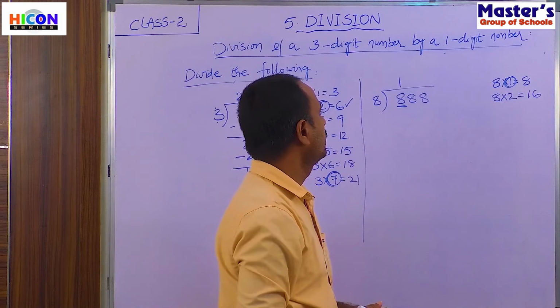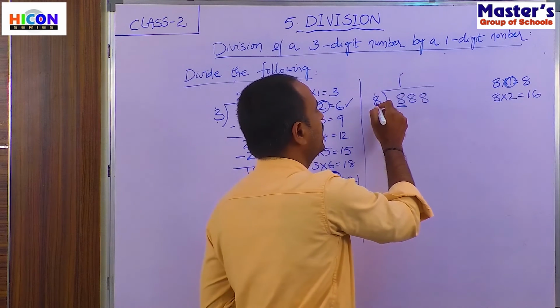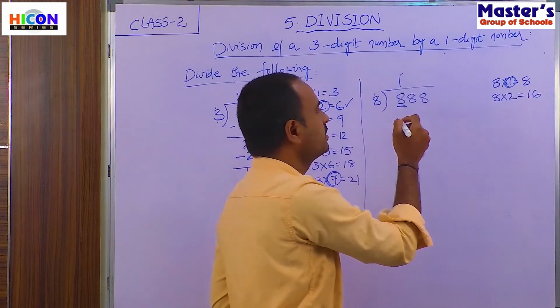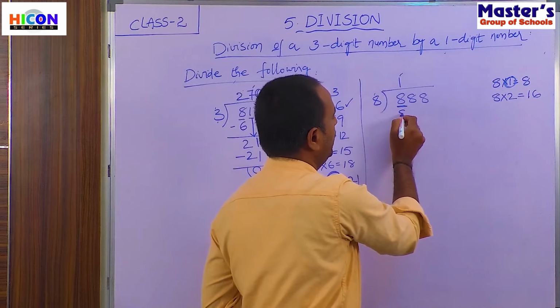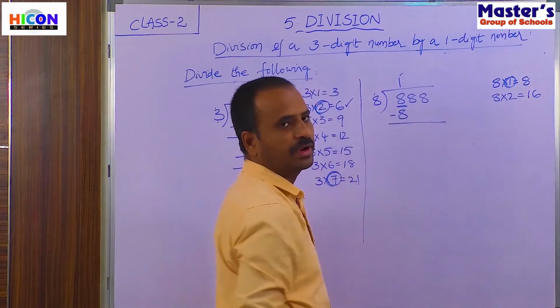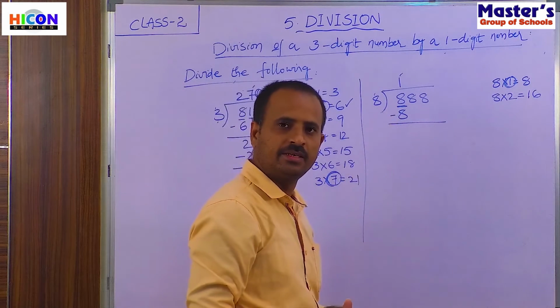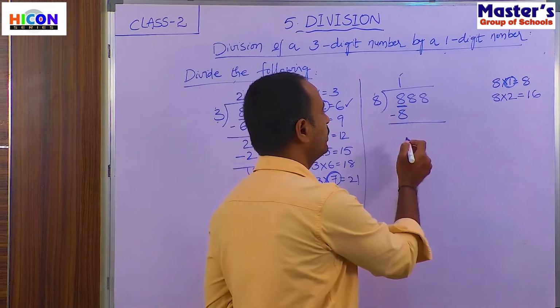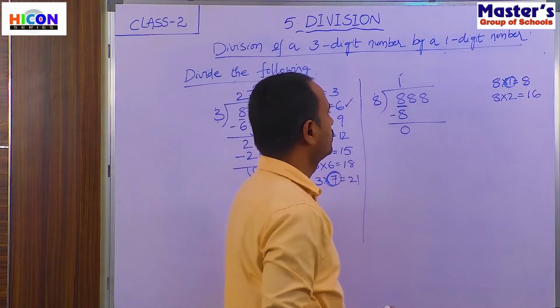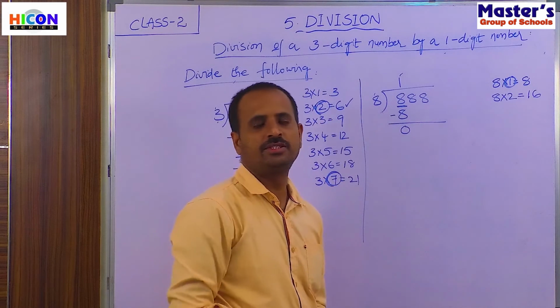So children, now multiply this divisor and this number, that is 8 into 1. That is 8 ones are 8. Write the product below the first digit and subtract. Now subtract 8 minus 8, 0. So now children, the first digit is completed. Now bring down the second digit.